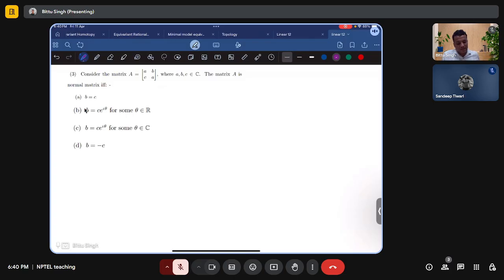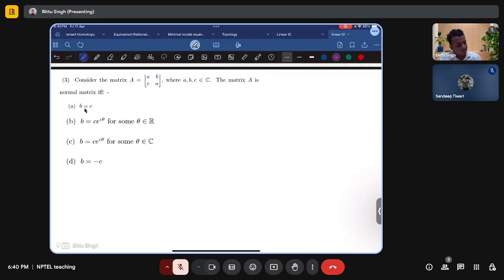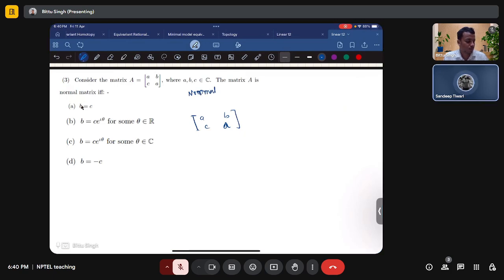Here the matrix A is given as a, b; c, a. We need to find a necessary and sufficient condition such that this A represents a normal matrix. So what is the condition for normality? A commutes with A star, that is, A A star is equal to A star A, right?